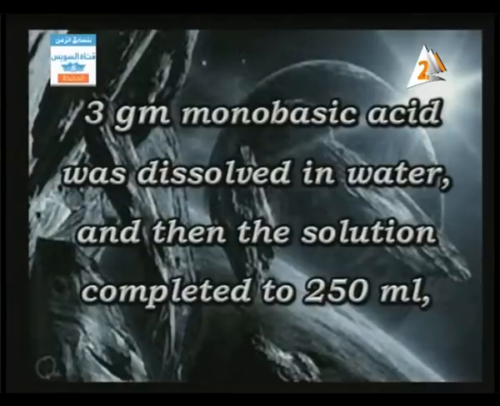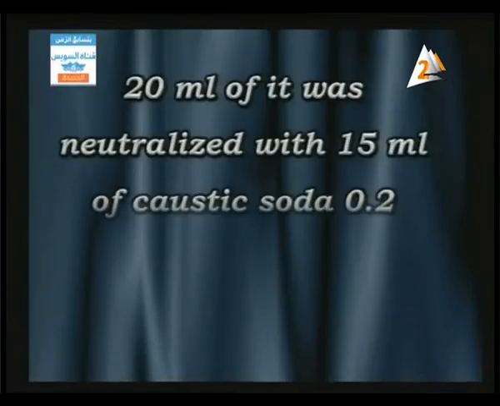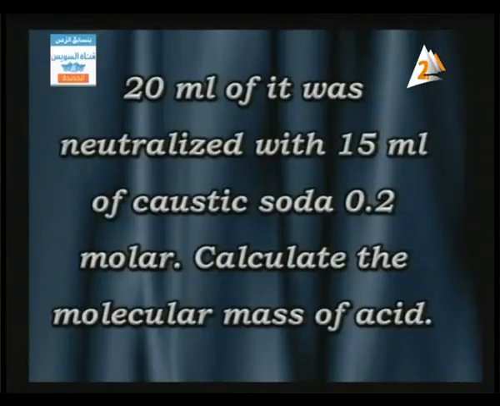Yes, this question now is about a problem. You have 3 grams of a monobasic acid dissolved in water, and then the solution completed to 250 milliliter. Now, what is the other part? He says 20 milliliter of it was neutralized with 15 milliliter of caustic soda, 0.2 molar. What do you need? We need now to calculate the molecular mass of the acid. We need the steps to arrive at this answer.